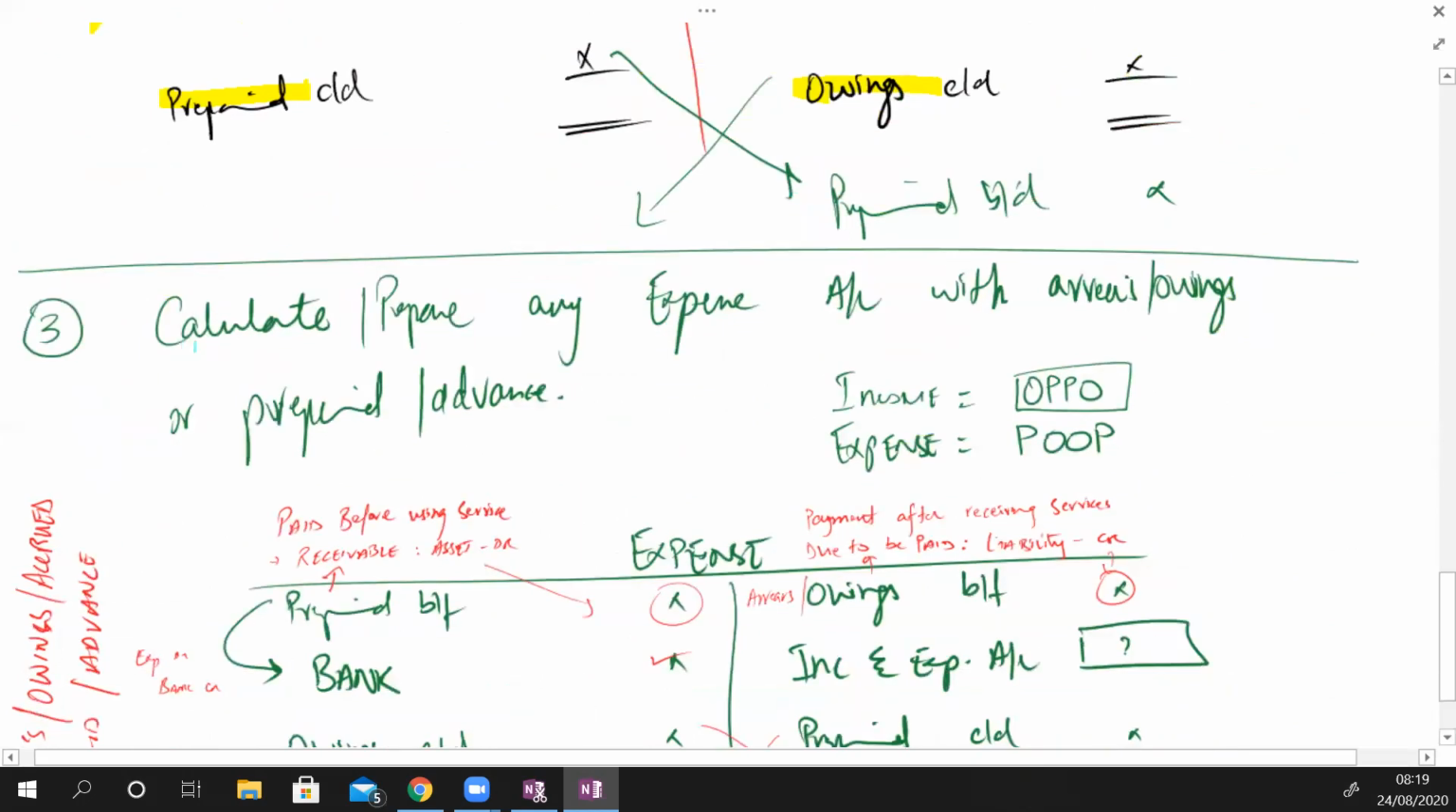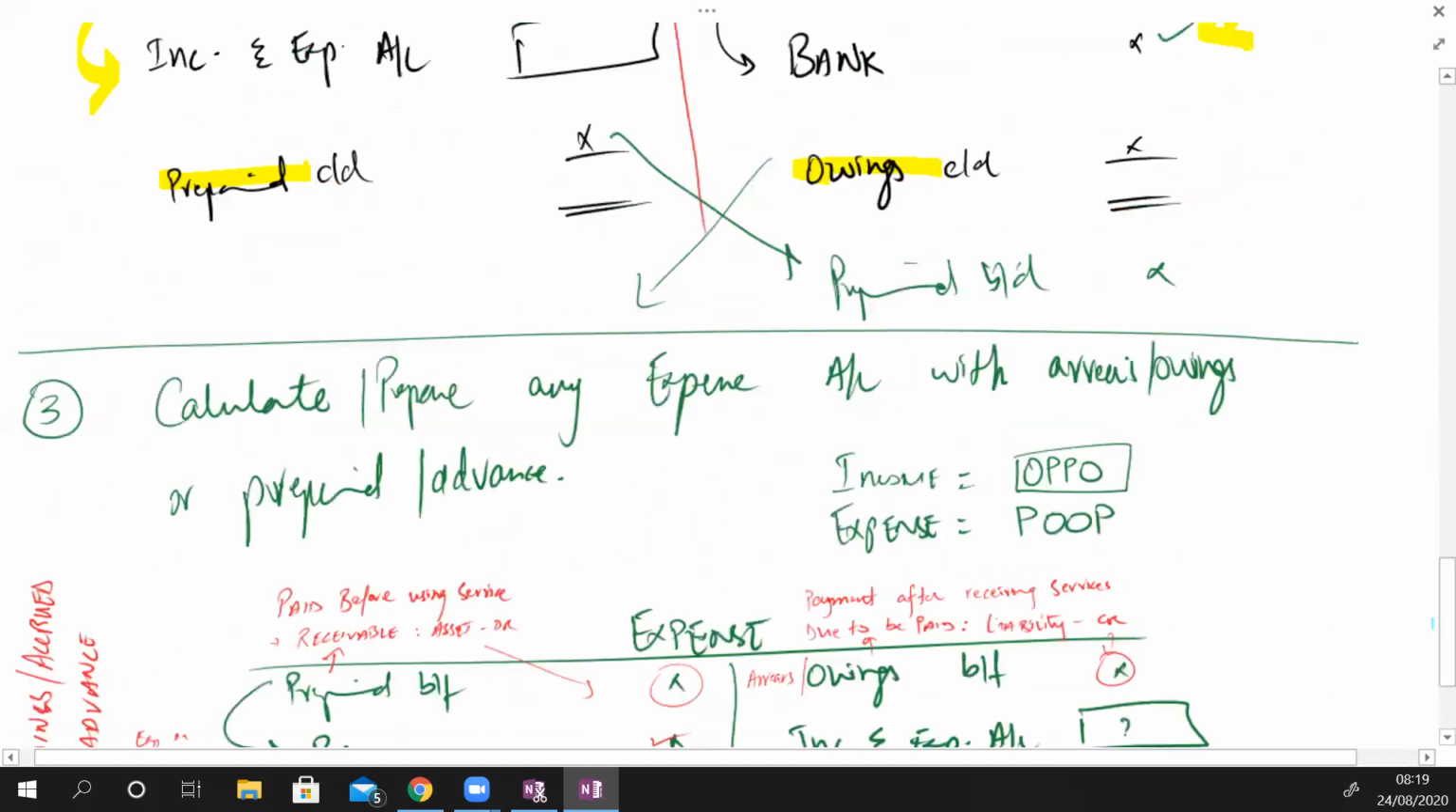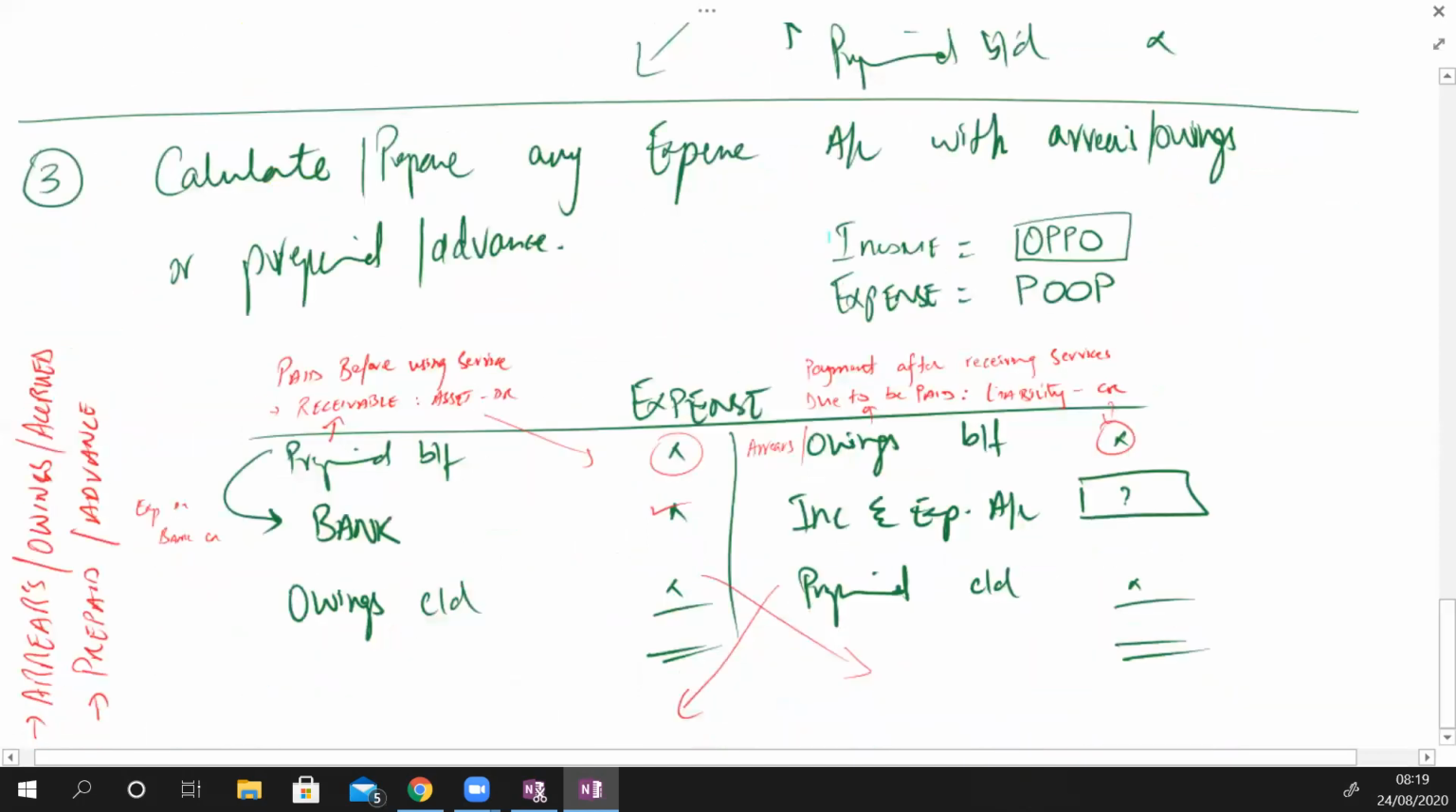उसके बाद calculate or prepare any expense account with arrears, owings or prepaid or advance. ठीक है. Similarly, just like income, there could be an expense which might have arrears or a prepaid, at the start or at the end. So if you see any expense which has arrears or prepaid, prepare the expense account. Just like income, expense account will be prepared using OOP, which is prepaid, owing. Prepaid के नीचे बैंक वही thing and owing के नीचे charge to income statement.